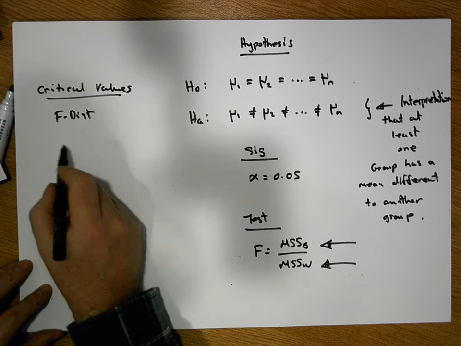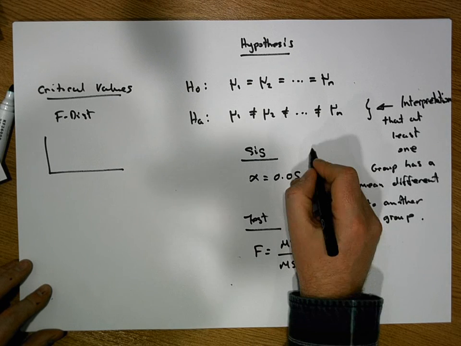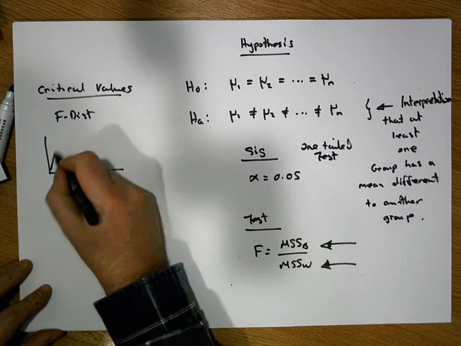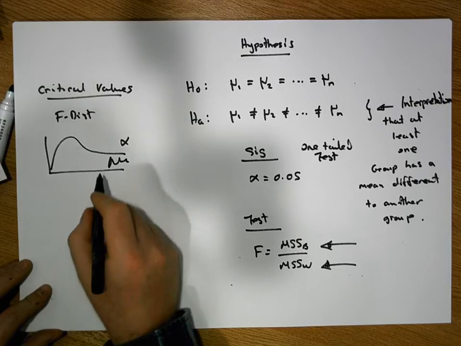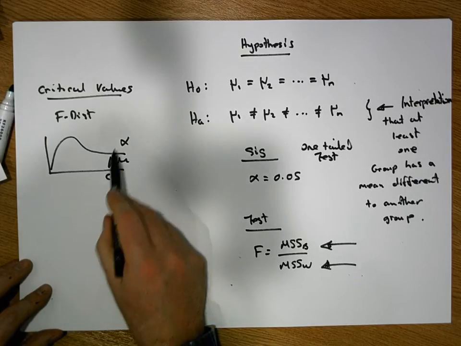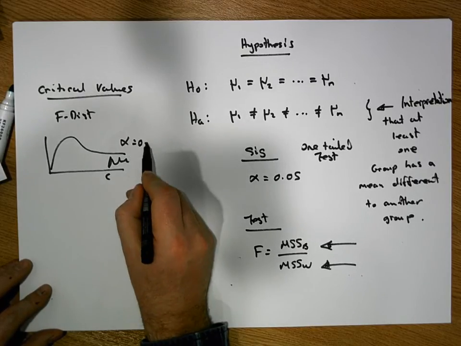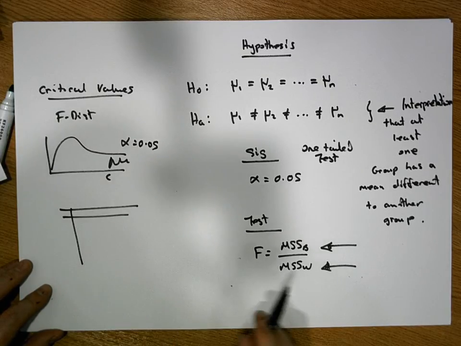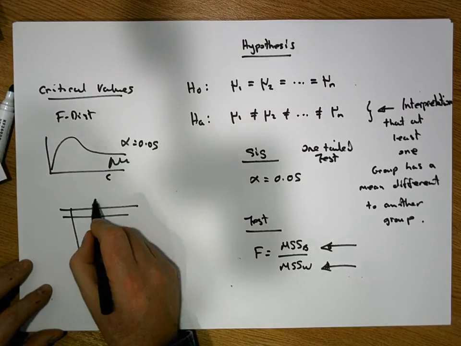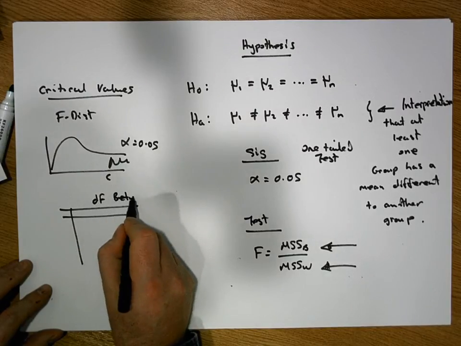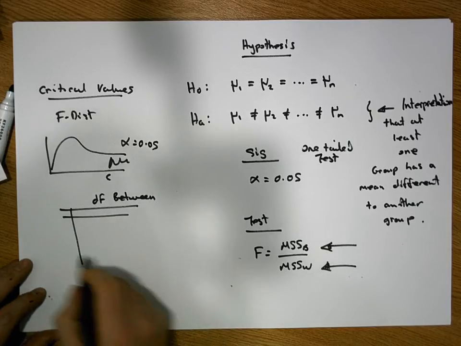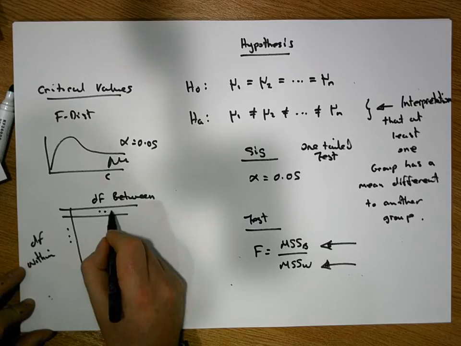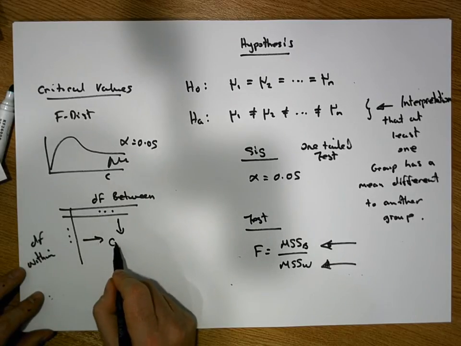It's important to note that an ANOVA is a one-tailed test, so we put all of our alpha in the tail here, and the question is, what is this critical value that has, in our case, 0.05 of the area to the right hand side? Well, it's based off degrees of freedom. The degrees of freedom of the between measure go here in the F distribution table, the degrees of freedom of our within measure are listed down here, and we triangulate in, and this gives us our critical value.